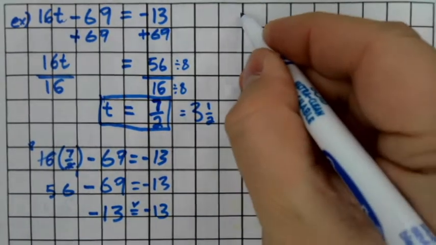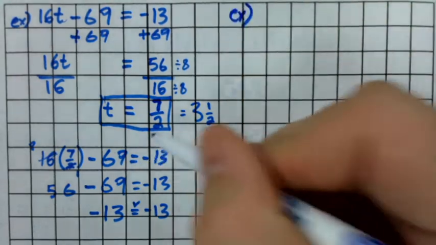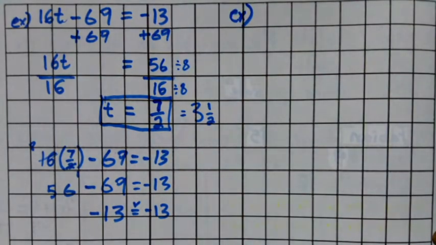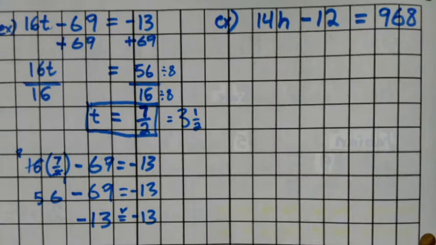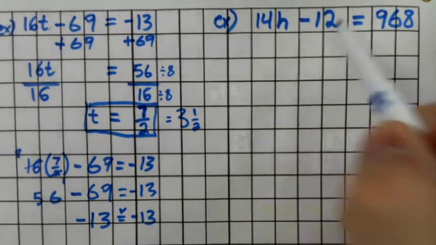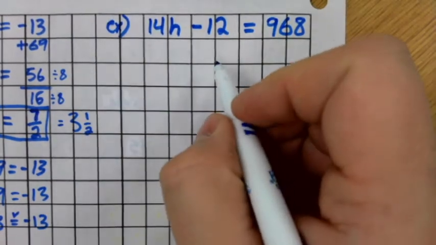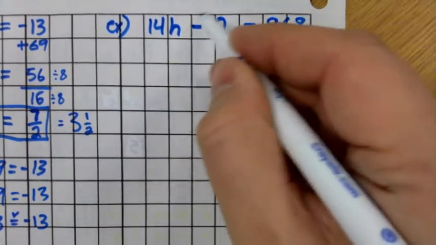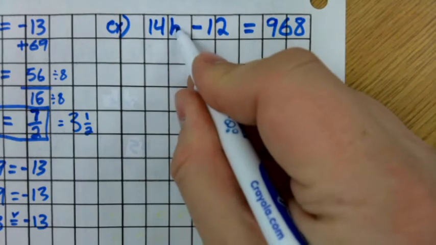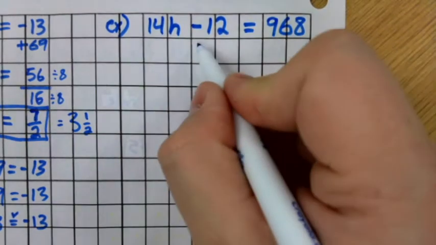Let's do another example. Hopefully it'll be a little bit simpler of an answer, and then verifying will be simpler and hopefully make more sense. All right, what about this? 14h subtract 12 equals 968. Well, first step, get rid of this negative that is with our variable here that we don't want on this side.